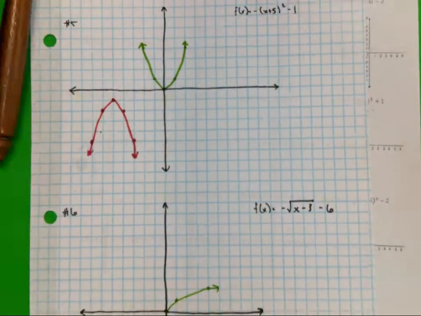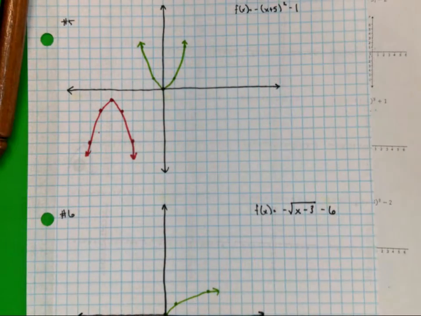I'll let you look at number 5 for a minute, then I'll move it down to 6. Let's look at any question number 5. We're pretty good on 5.